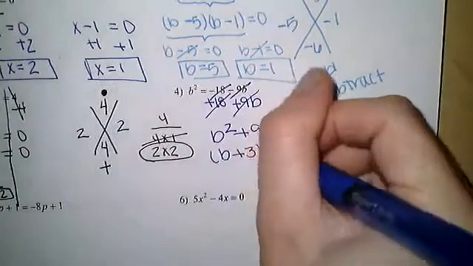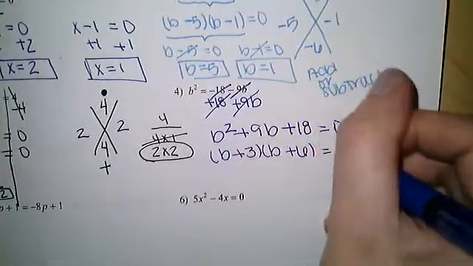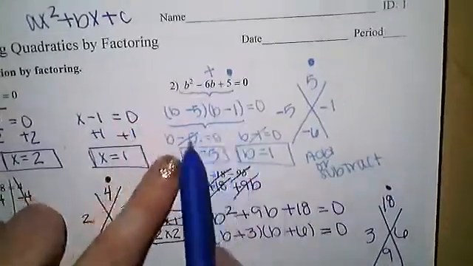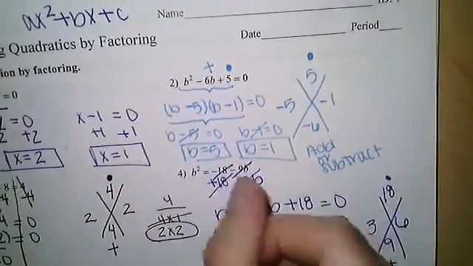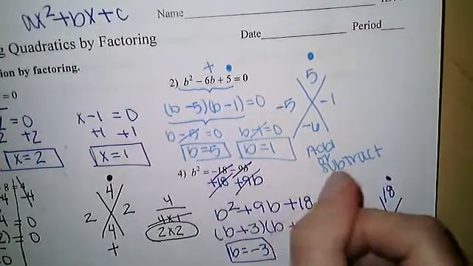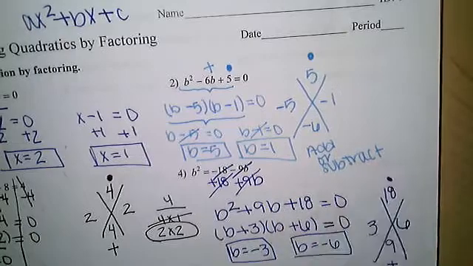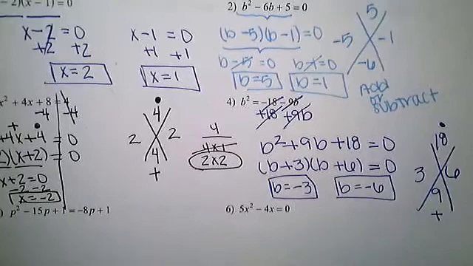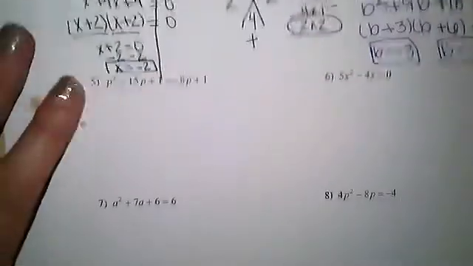b plus 3 and b plus 6 equals 0. We can do our opposite signs here. So we can make this b equals negative 3 and b equals negative 6. Beautiful. So a lot of them will have like terms, some of them won't. So when you're looking through your problems, just make sure you check for like terms, and for the ones that don't have like terms, don't worry about it too much.